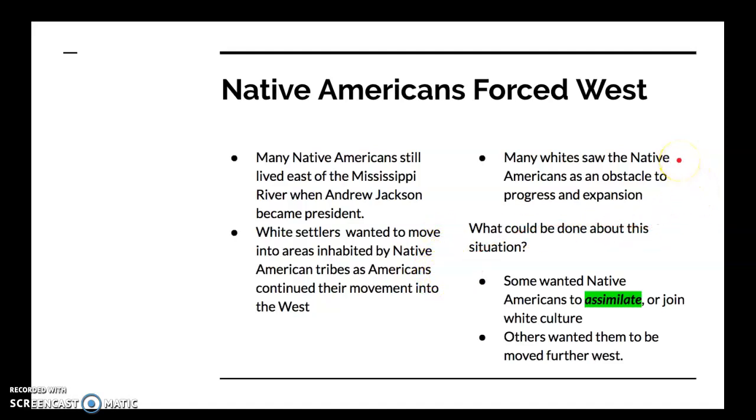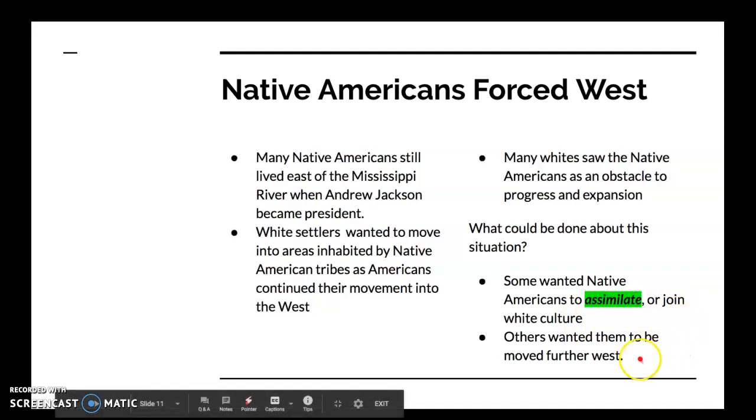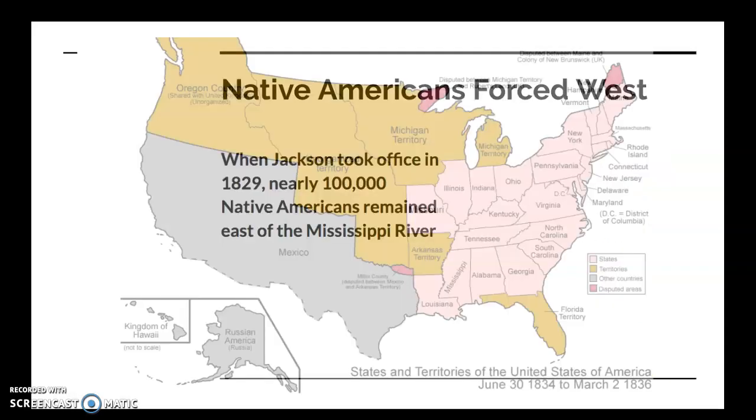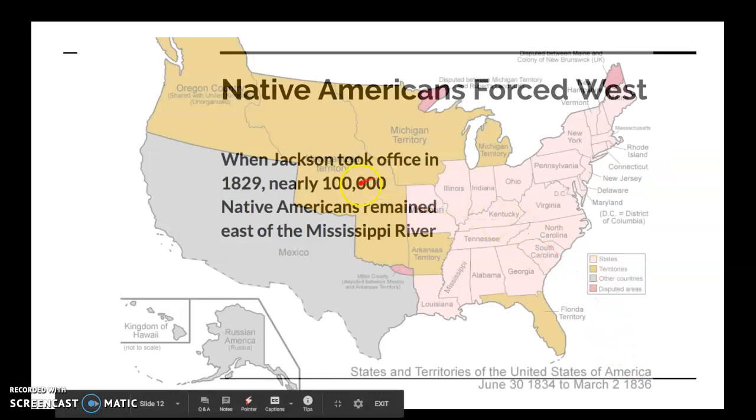Many whites, in turn, saw Native Americans as just an obstacle or a hindrance or a block to their progress and expansion. So what could be done about the situation? Well, some people wanted Native Americans to assimilate or join white culture. So if any of you were in Miss H's class in 7th grade for social studies, I know you talked about assimilation with her a lot in your studies of different cultures. Other white settlers just wanted Native Americans to be moved further west. They didn't care if they assimilated into the culture, they just wanted them out. When Jackson took office, nearly 100,000 Native Americans remained east of the Mississippi River.